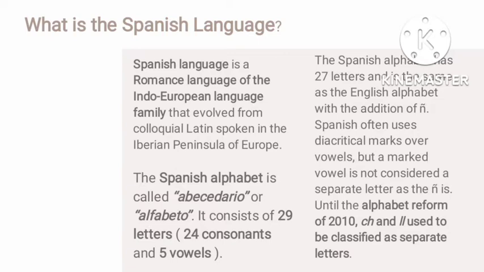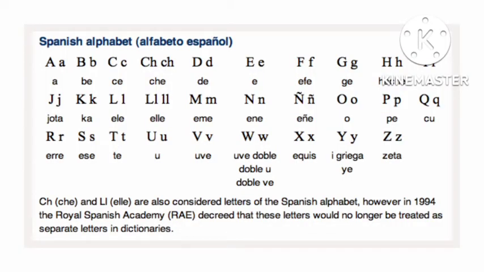The Spanish alphabet has 27 letters and is the same as the English alphabet with the addition of ñ. Spanish often uses diacritical marks over vowels, but a marked vowel is not considered a separate letter as the ñ is. Until the alphabet reform of 2010, ch and ll used to be classified as separate letters. Here is the Spanish alphabet, or the Alfabeto Español.